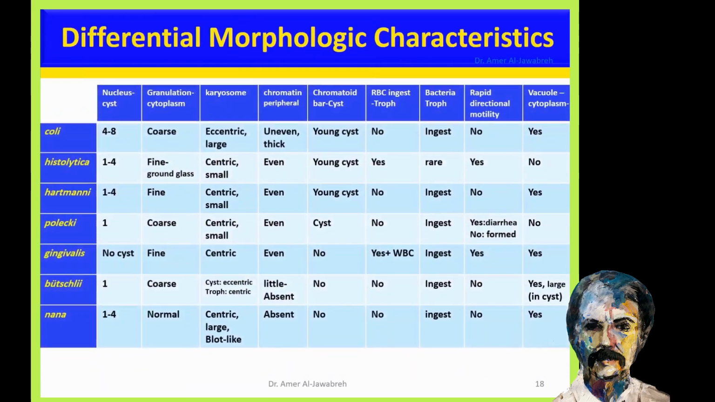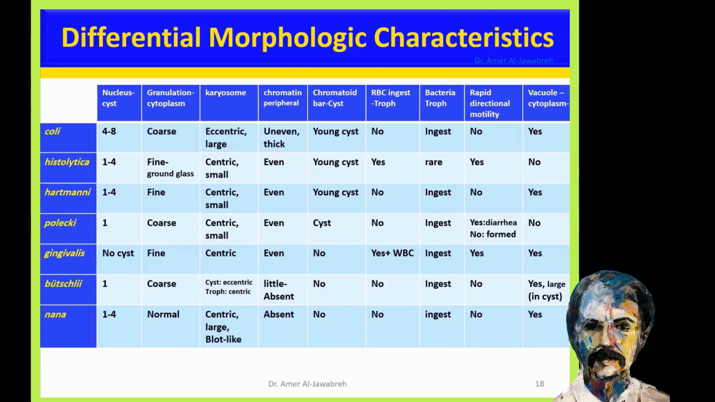This is the table which we looked at all the time. So we have gingivalis. It's the only Entamoeba species that has no cyst. Granulation in the cytoplasm, it's fine. Centric, even chromatin. Chromatoid bars, no. Yes for red blood cells plus white blood cells. If you look here, you will see that this is the only one that has red blood cells plus E. histolytica. But there are differences in the site of infection.